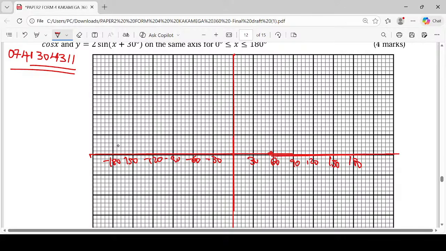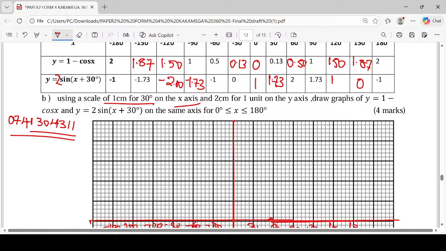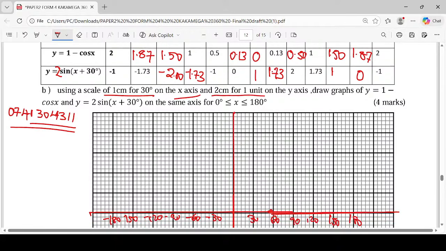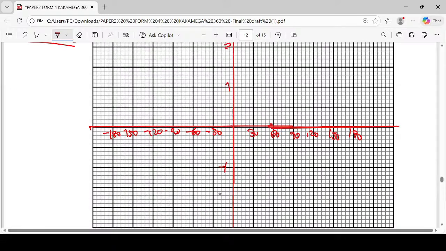Then on the y-axis, which scale are they saying we use? 2 centimeters for 1 unit. After every 2 centimeters, that is 1 unit. So that is 1, 2. On the lower axis, we are going to have negative 1, negative 2. Remember, when you've been told to use a particular scale, it is a must to use that scale. If you use your own scale, then you're going to lose the marks for the scale.